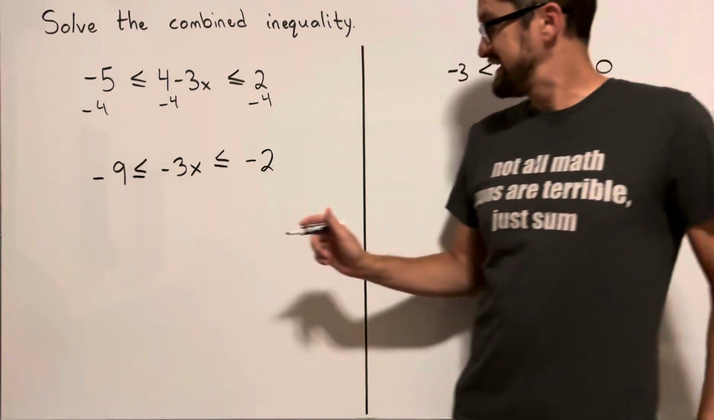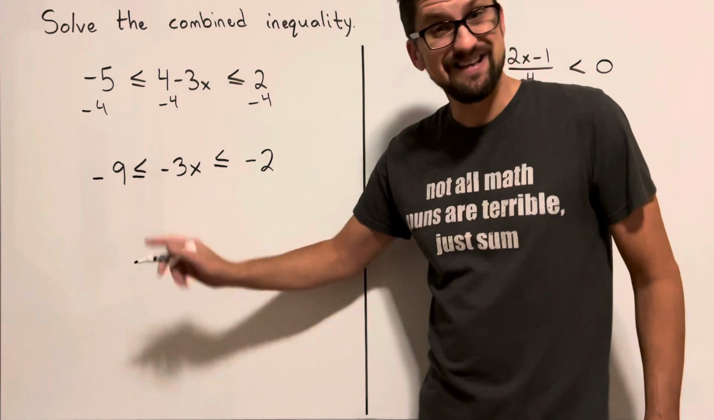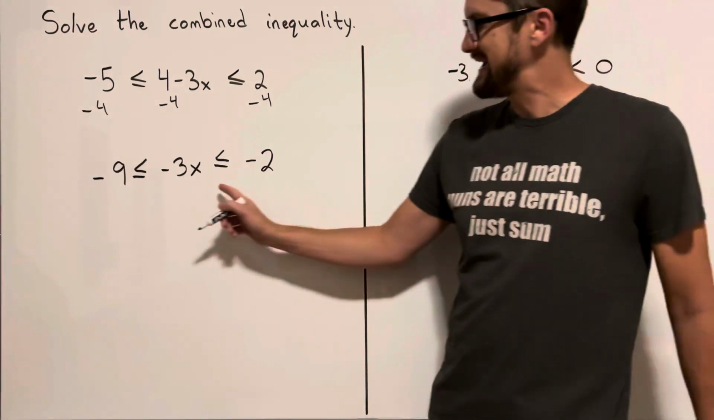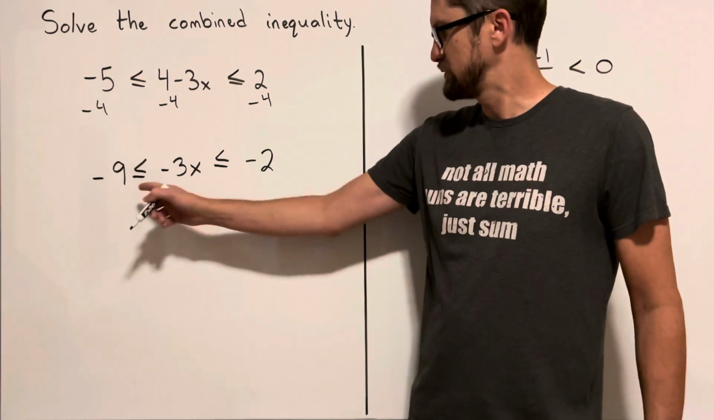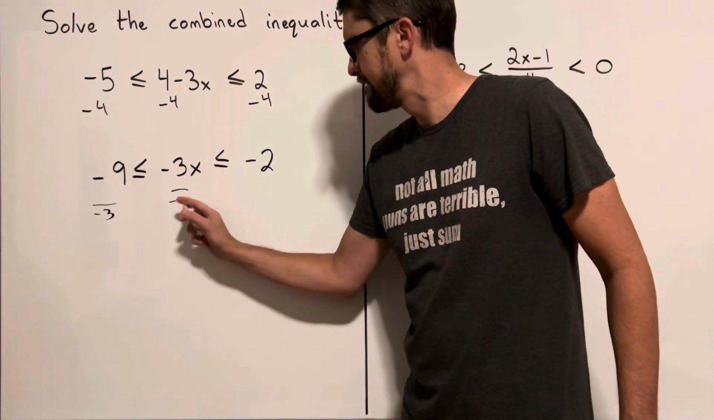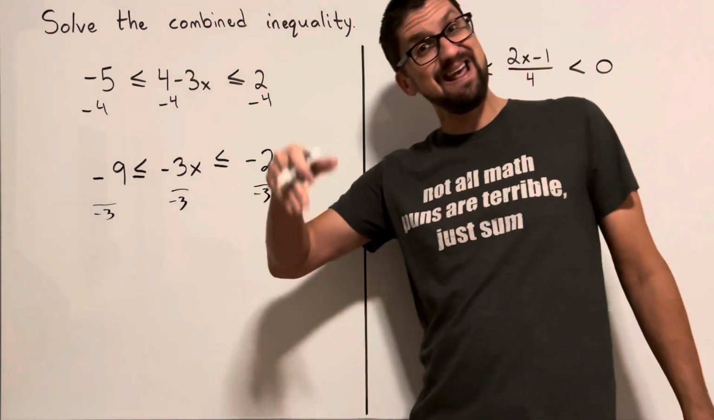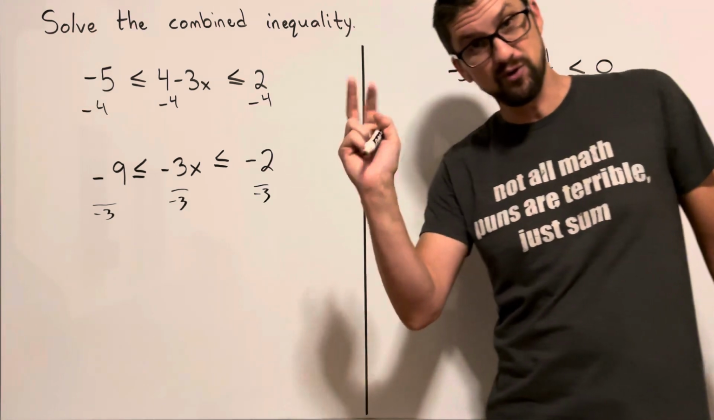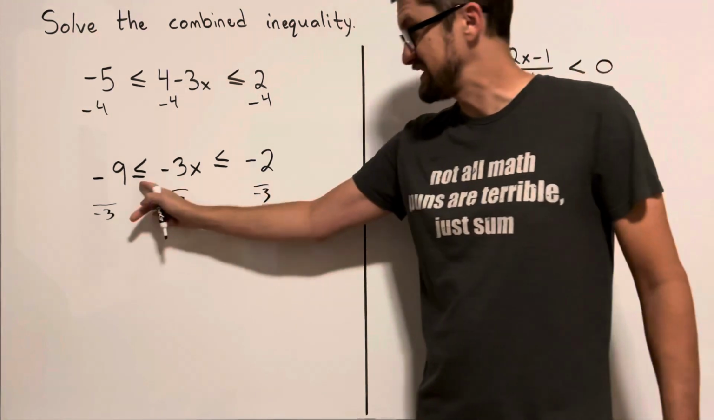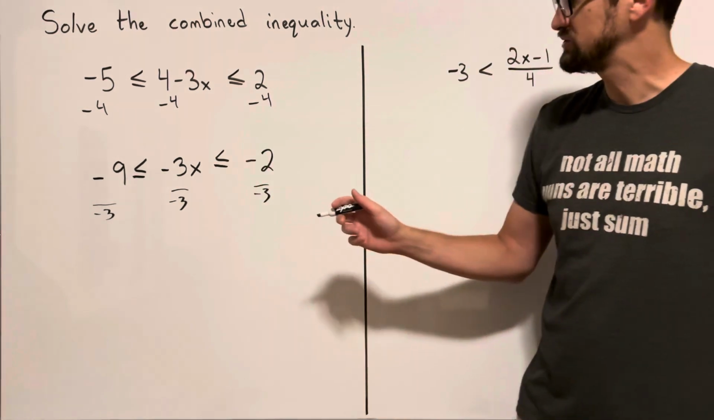All right, now we want to get rid of this multiply by -3 so that we can get the x by itself. And we're going to do that by dividing by -3. So we're going to divide all three parts by -3. Now this is an inequality, so when you divide by a negative number, remember you've got to reverse the inequality sign around. These less than or equal to signs are going to become greater than or equal to signs.